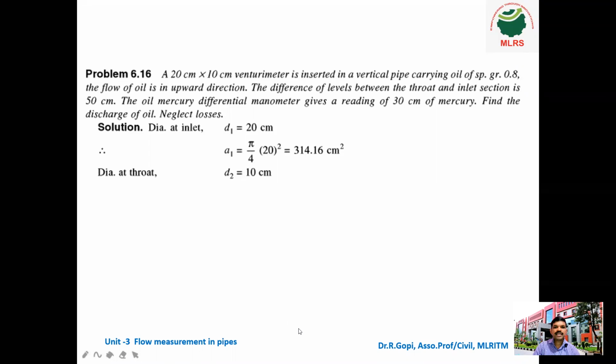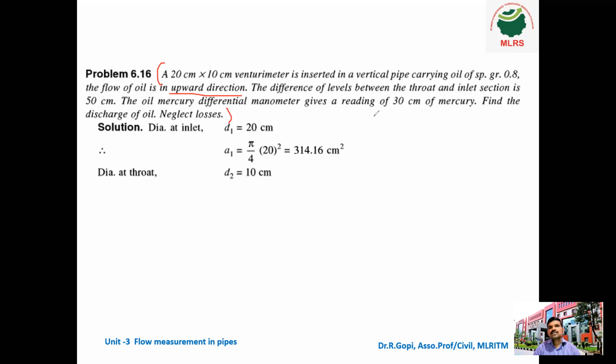A 20 centimeter into 10 centimeter Venturi meter is inserted in a vertical pipe carrying oil of specific gravity 0.8. Now here water is not flowing, oil is flowing, with specific gravity 0.8, in the upward direction. The flow of oil is in the upward direction, the same as the previous problem. The difference of levels between the throat and the inlet section is 50 centimeter.